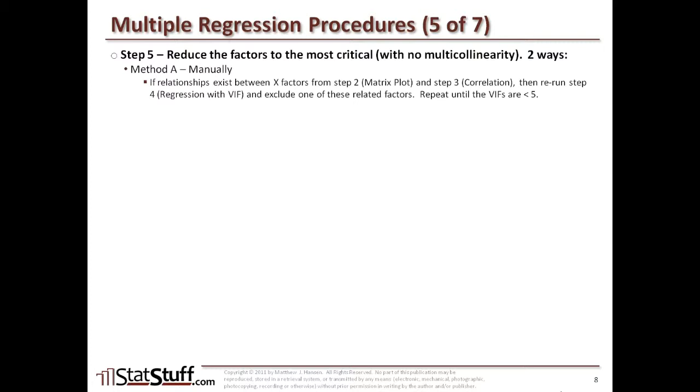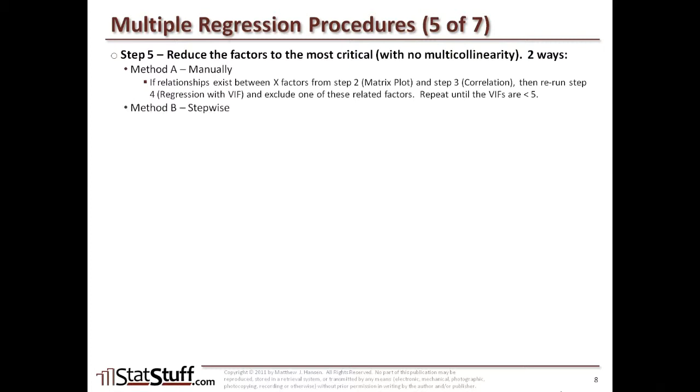So we would say if there is a relationship that exists between the factors we're looking at, like we did in step 2, which was the matrix plot, as well as in step 3, which was the correlation that we ran, then what we can do is rerun step 4, which is where we ran the regression with the VIF, and we can exclude one of those related factors one at a time, and continue to rerun that until we find that the VIFs are all less than 5. Well, that's one way to do it.